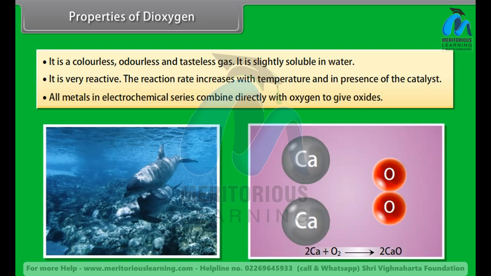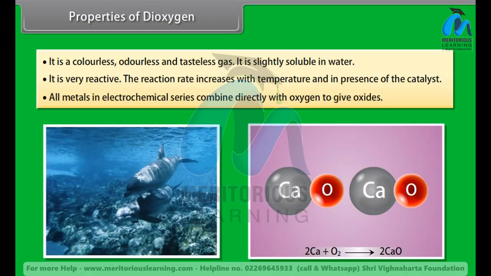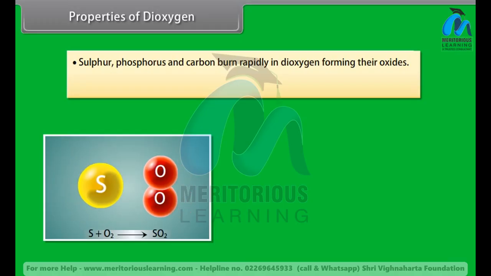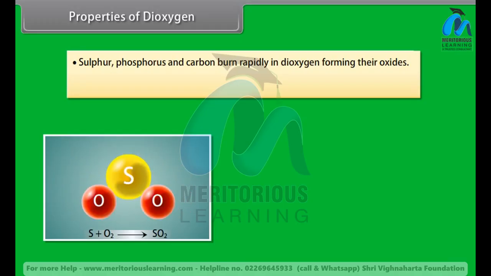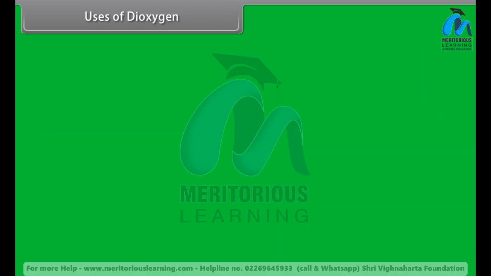All metals in electrochemical series combine directly with oxygen to give oxides. Sulfur, phosphorus and carbon burn rapidly in dioxygen, forming their oxides. Many compounds also react with oxygen. Uses of dioxygen.